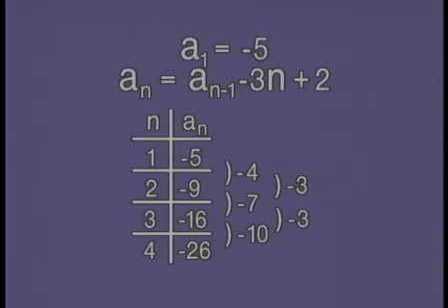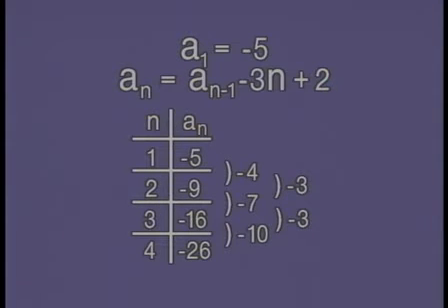And then it says to find a sub 2, take a sub 1, subtract 3 times n, that is 3 times 2, which is minus 6. So it's negative 5 minus 6 plus 2, which is negative 9. To find a sub 3, take a sub 2, negative 9. Subtract 3 times 3, negative 9 minus 9 is negative 18, and add 2, and you get negative 16. And doing the same process for an n of 4, we get negative 26. Okay, we have our 4 points.